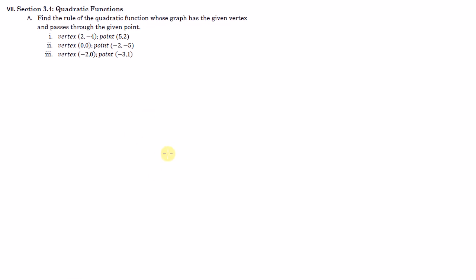Alright, welcome back. This is the final section, 3.4, quadratic functions. Alright, so A says, find the rule of the quadratic function whose graph has the given vertex and passes through the given point.